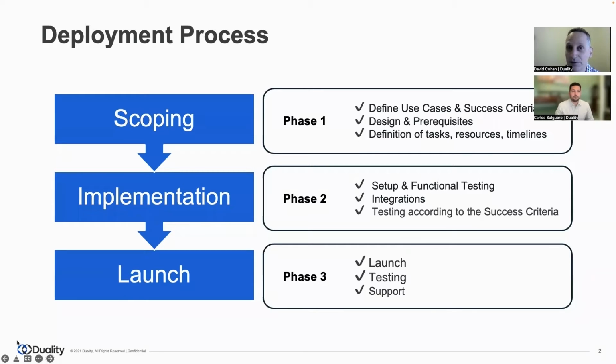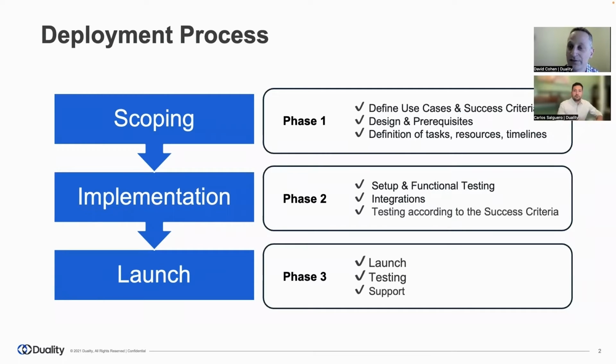For any project that we begin at Duality, we have three main phases of the deployment process. But the first thing that we do is go through a discovery call with the customer. We would like to identify the pain points and the challenges, and based on that, we know exactly what would be the right solution for them. There are three main phases for every deployment process. I would call them scoping, implementation, and launch.